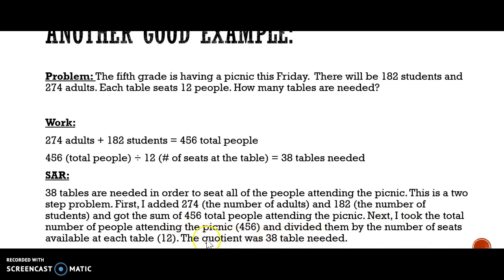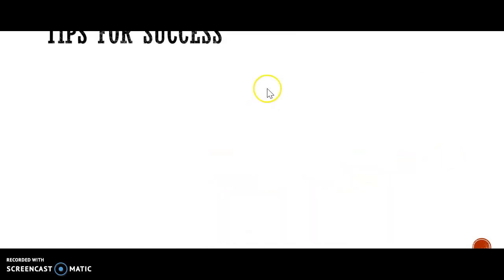Notice all the mathematical language that is being used in this problem: quotient, sum, total. And notice that the numbers are represented also with words. So notice that I didn't just put 274. If I put the number 274 in there, I explained what 274 stood for in the problem. That's very important.